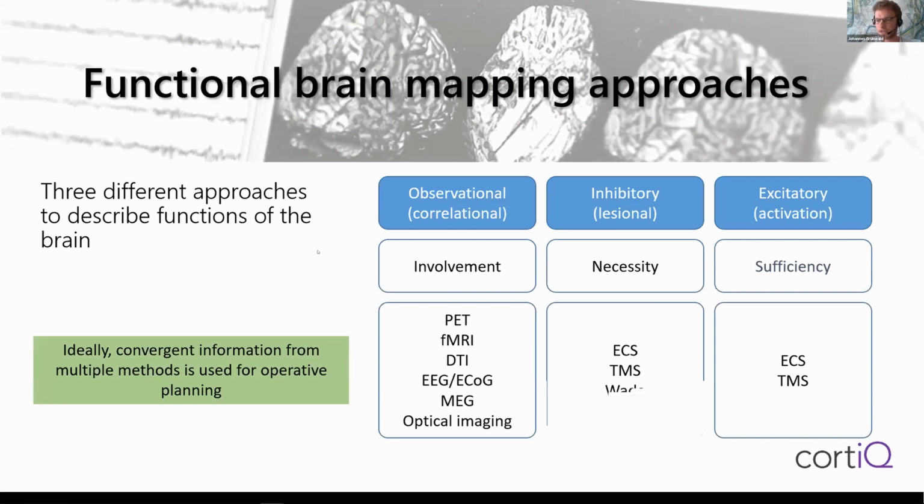So here we can see whether one particular region we are, for example, stimulating is sufficient to carry out the task, which is the typical excitation protocol from the previous slide. So here we can use ECS or also TMS for this. TMS is a non-invasive technique. It's called transcranial magnetic stimulation, where you're stimulating the brain via a very strong magnetic field.